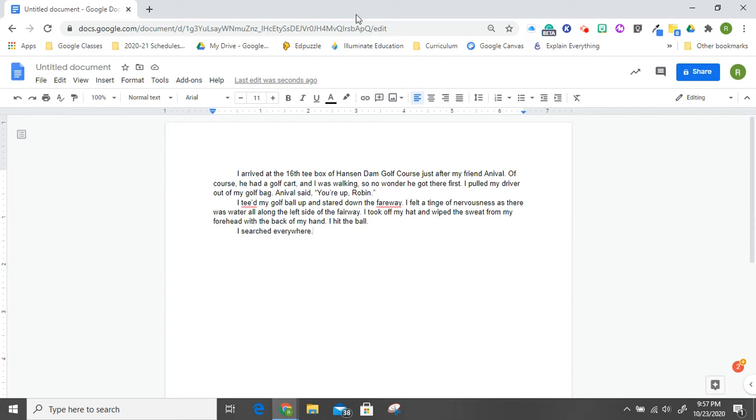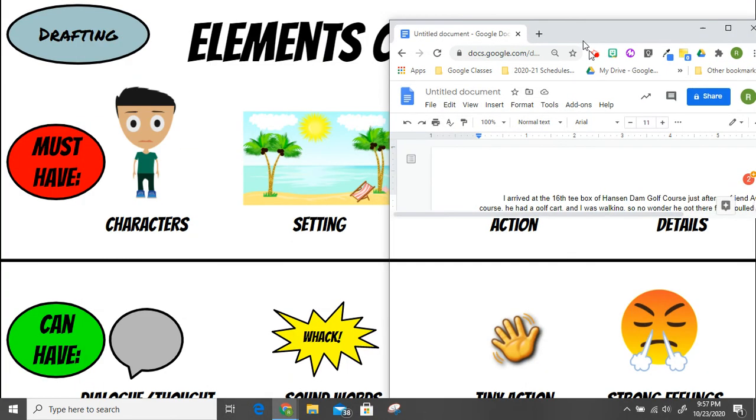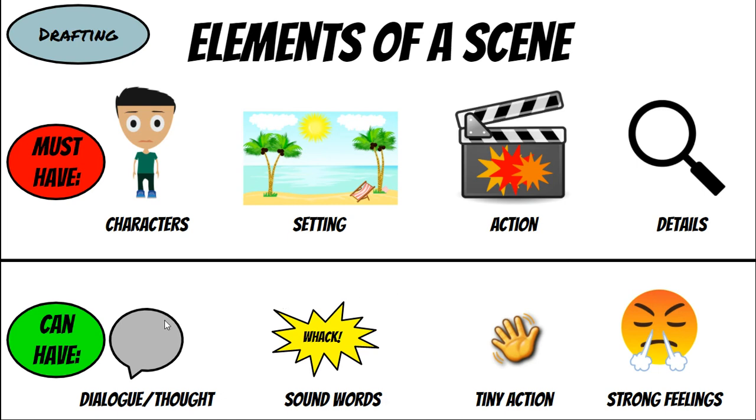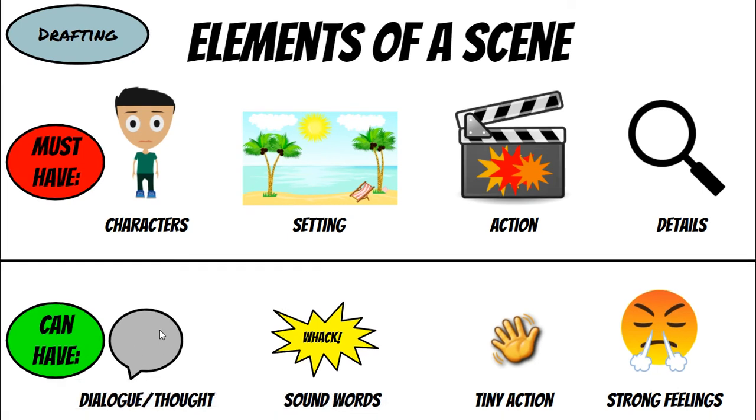Those are the elements of a scene. Everyone must have these four: characters, setting, action, details, and then they can have dialogue or thoughts, sound words, tiny action, and strong feelings. All right.